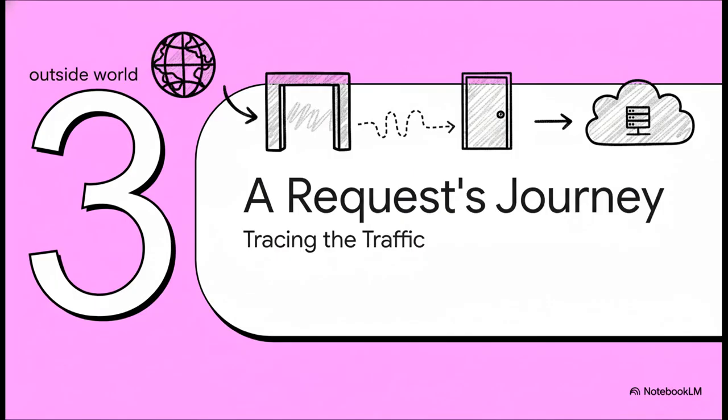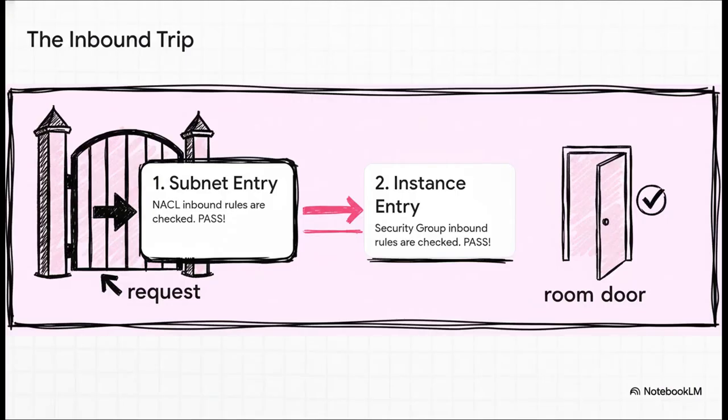Okay, we've looked at the main gate, the NACL, and the room door, the security group. Now let's put it all together. Let's follow one little packet of data on its full journey, from the wild internet all the way to our server, to see how these two work in harmony. All right, here comes the request, flying in from the internet. First stop, the subnet. The NACL takes a look, checks its rule list. Yep, you're good. Pass. The request moves on.